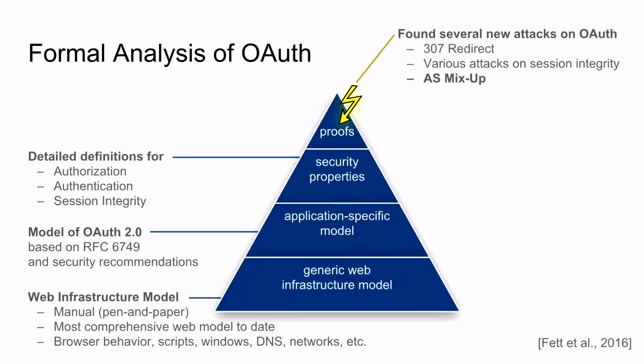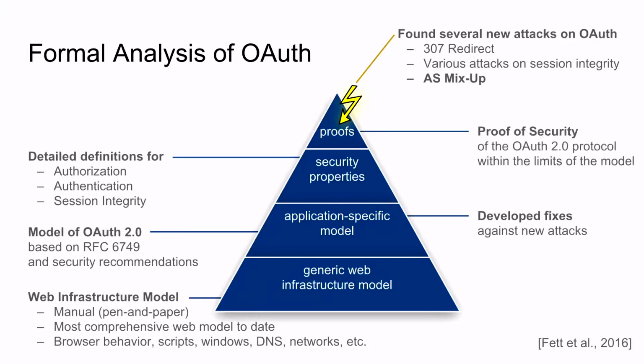Attacks like the 307 redirect attack, various attacks on session integrity with the state parameter and similar things, and the AS mix-up attack. Again, I'm not talking about the details of the attacks, because we're not at an attack conference here, but we're interested in how to defend. I then developed fixes against these attacks, integrated them into the model, and was able to prove the security of the OAuth protocol, again, within the limits of this model, of course.